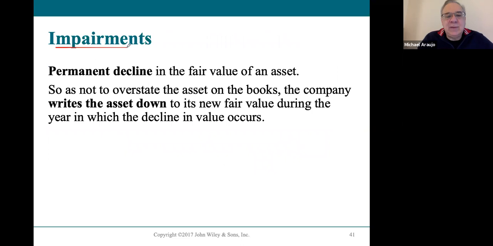One thing that you have to, this is an important part too, sometimes the value of the asset will have a permanent decline, and thus the company really has to take the asset either off the books or write the asset down.